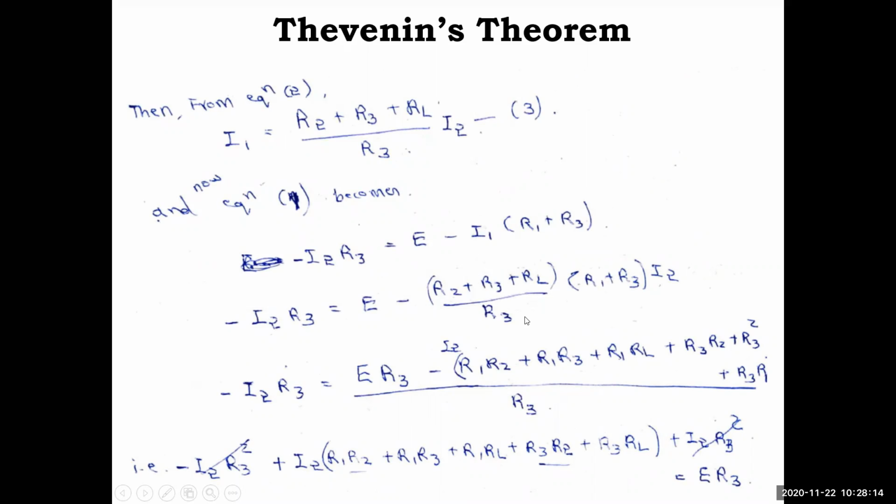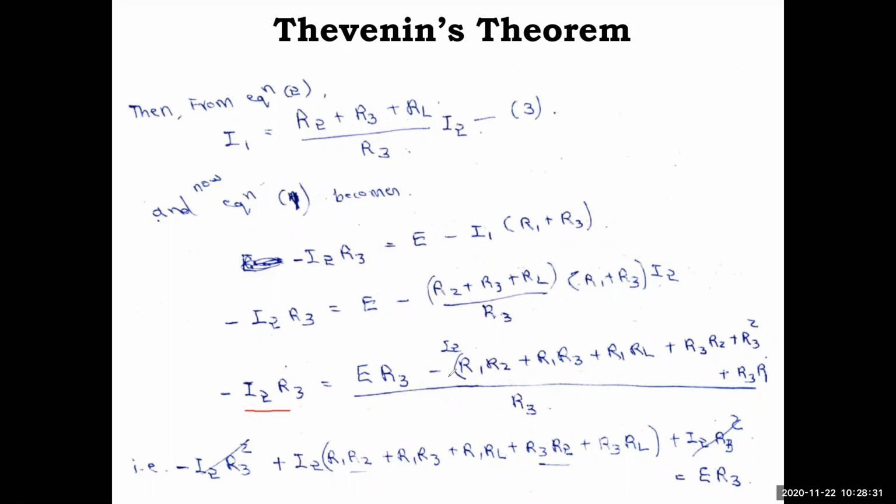R2 plus R3 plus RL by R3 into I2. I2 I have written here. Okay. And this R1 plus R3 already there in this. So that is written. So now do the multiplication, take the LCM and finally simplify it. That will be the next equation. So I2 R3 is equal to, now LCM taken.